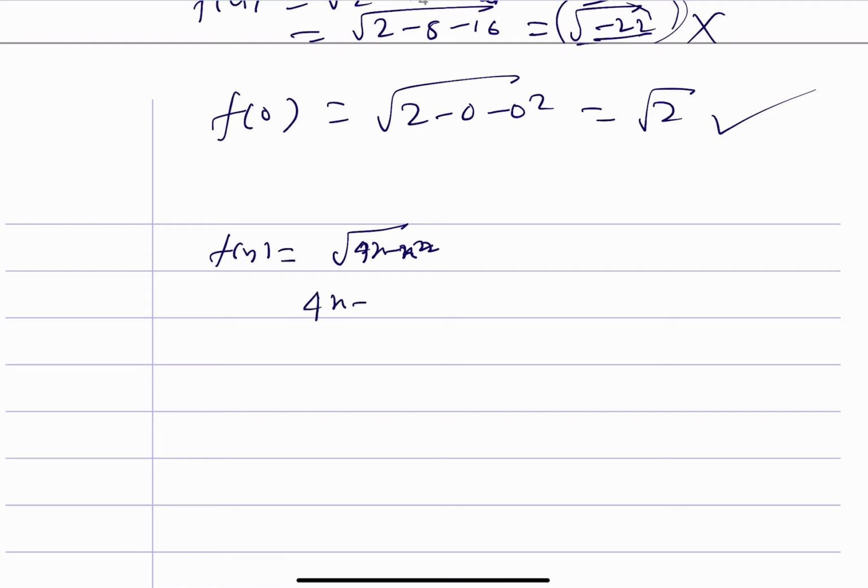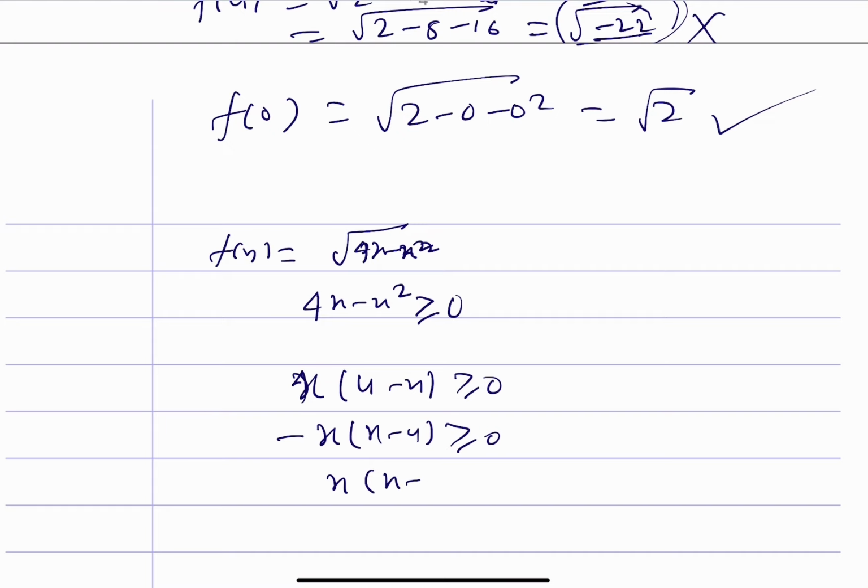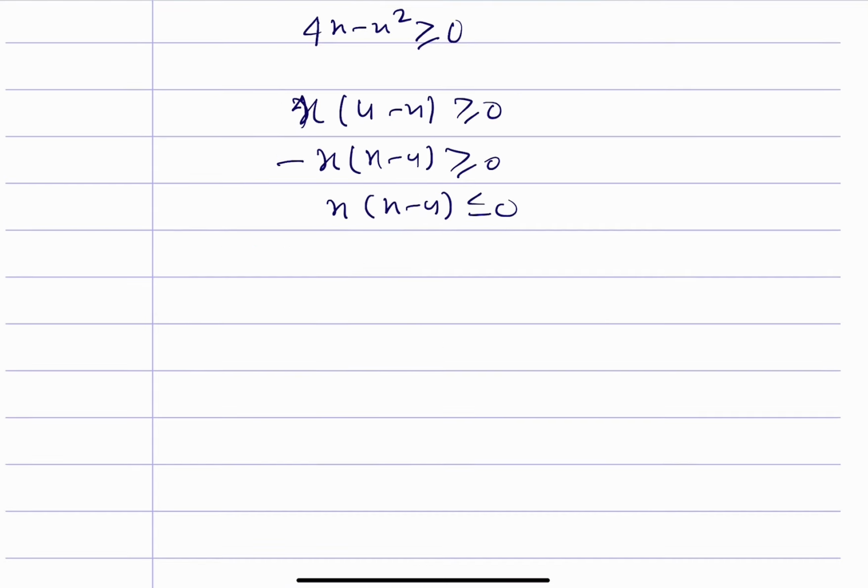We know that a square root is defined only if the expression is either positive or 0. Here I can take x common, so we get x into 4 minus x greater than or equal to 0. I can take the negative sign common, so we get x into x minus 4 less than or equal to 0.